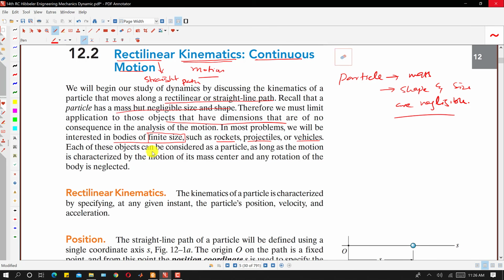and it is said that each of these objects can be considered as a particle, as long as the motion is characterized by the motion of its mass center and any rotation of the body is neglected. So in dynamics we will consider all those objects whose motion is studied due to its mass center. Let's say if we have a car and we are studying the motion of its center of mass or its center of gravity, then that could be considered as a particle.